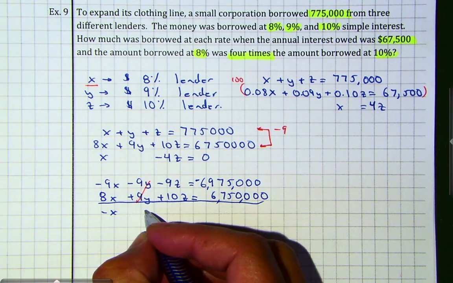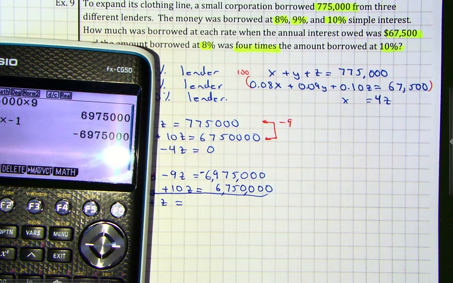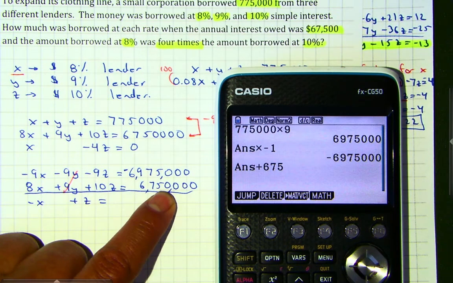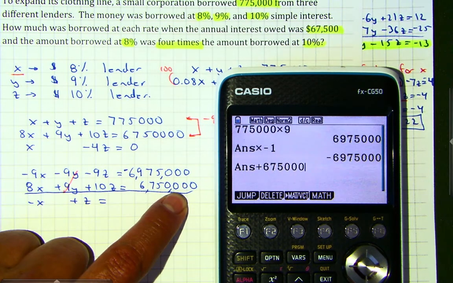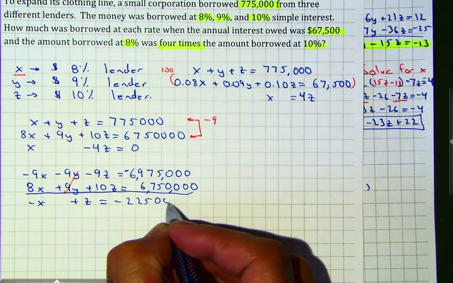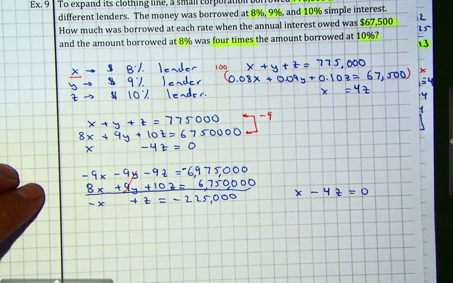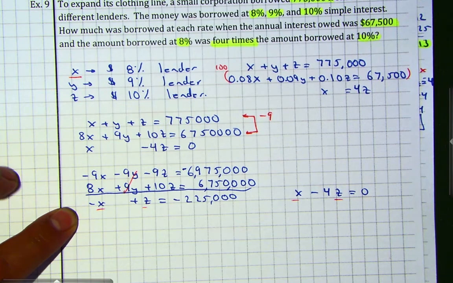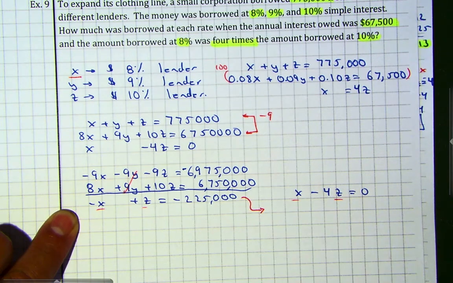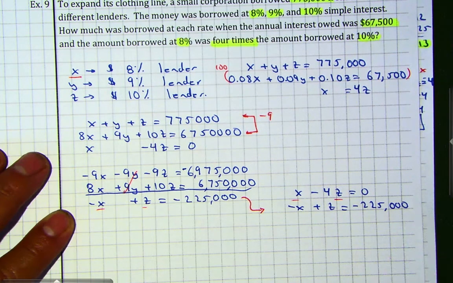I have a negative x plus z is equal to, I have that number there, so let's just multiply by -1. And I'm going to add 675, 0 and 1 2 3, so I have a total of 4 zeros. So therefore that gives me -225,123. And now I'm going to get my other equation, and notice that they both have an x and a z, so now I can combine them, and automatically my x's will cancel. Let me just bring this one down over here to make it a little easier. So I have negative x plus z is equal to -225,123.